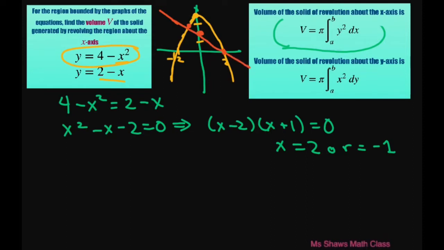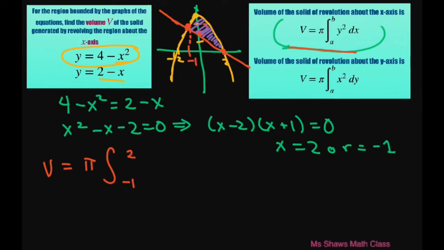So these are where your intersection points are, at negative 1 and 2. So anyway, that doesn't really matter. What we need to know is that this is the area that's enclosed. It's bounded by these two curves. So what we're going to do is use our formula and write the volume equals pi times the integral, and we're going to go from negative 1 to 2, because that's where we're starting with the shaded region.